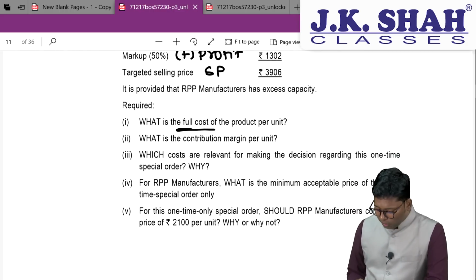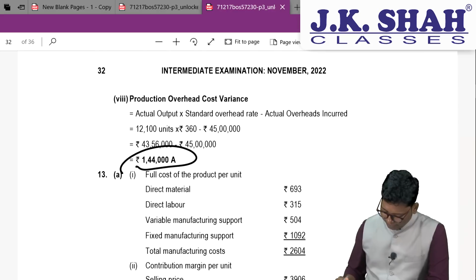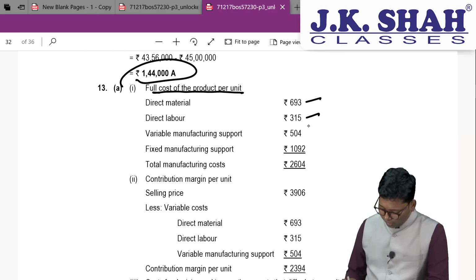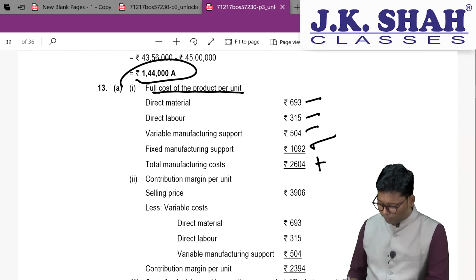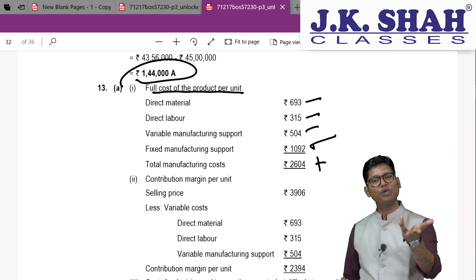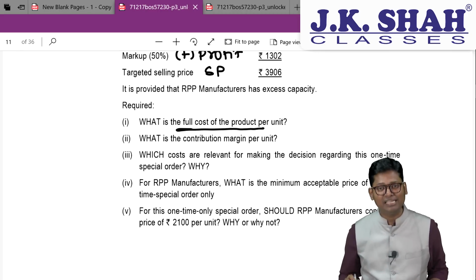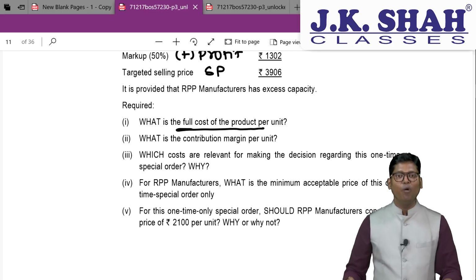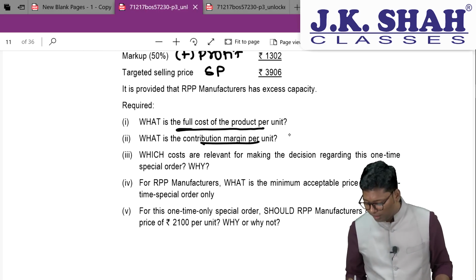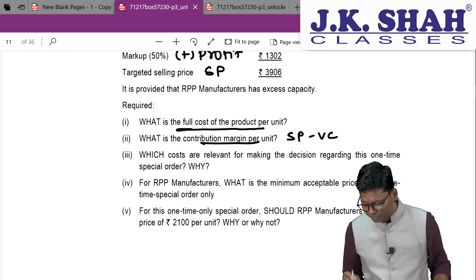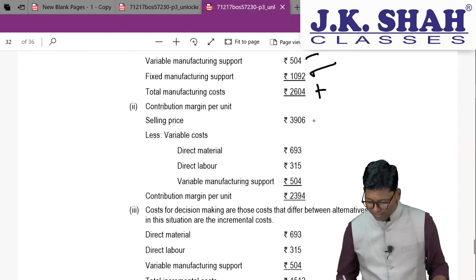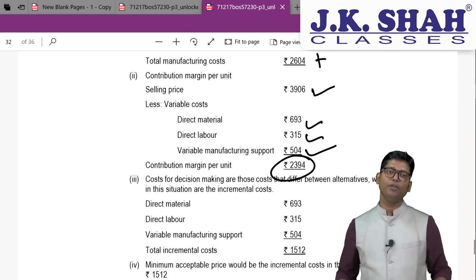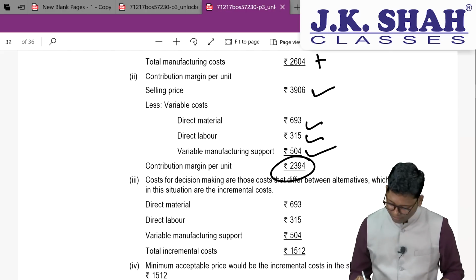What is the full cost of the product per unit? They have asked us to calculate full cost, and if you want to calculate full cost, all the variable plus fixed cost are to be added. After adding up all the cost, you are going to get the full cost. This is the easiest and funniest calculation out of entire RTP. What is the contribution margin? Contribution margin is selling price minus variable cost. So first you should record selling price, you should deduct all the variable cost from that, you are going to get your contribution, easiest part.